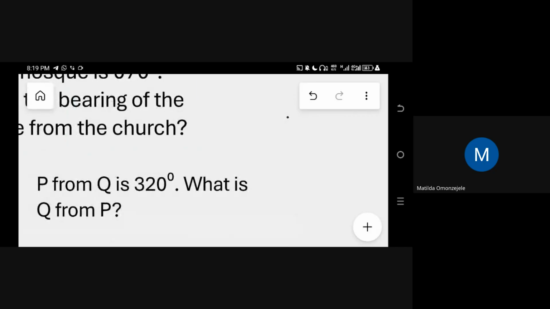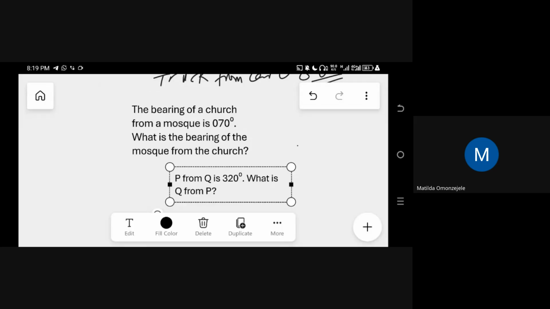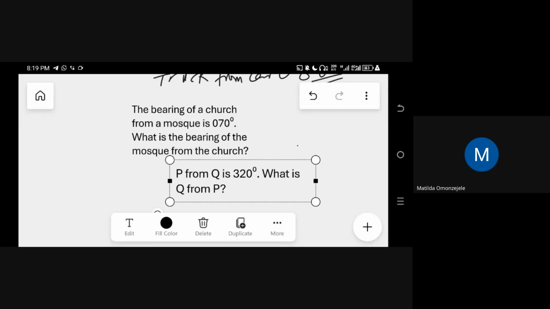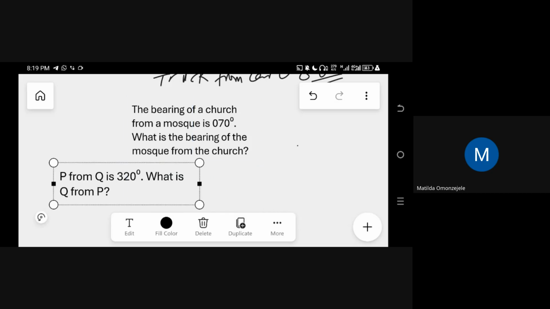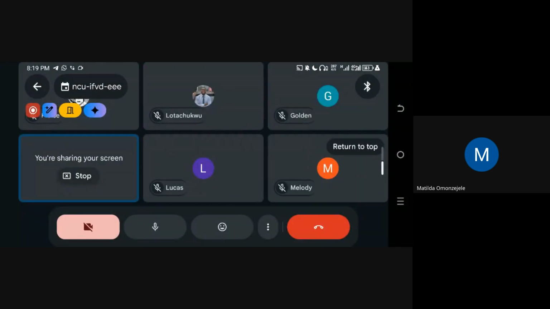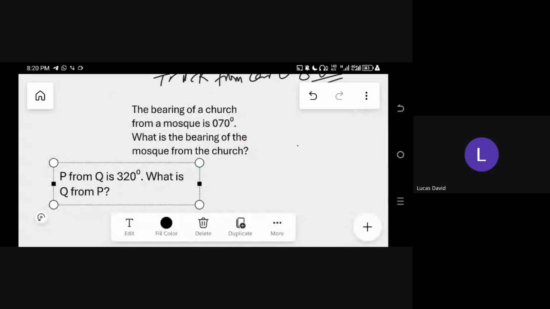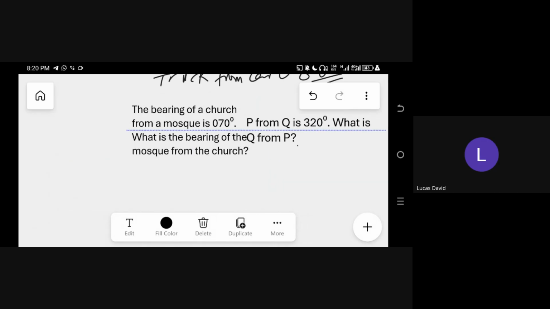All right, Lucas, that's your question. P from Q is 320 degrees. What is Q from P? Lucas, have you gotten your question? Yes, yes. Yeah, so P from Q is 320. What is Q from P? Let me just move it to this other side so that we can test Matilda's answer if it is correct.